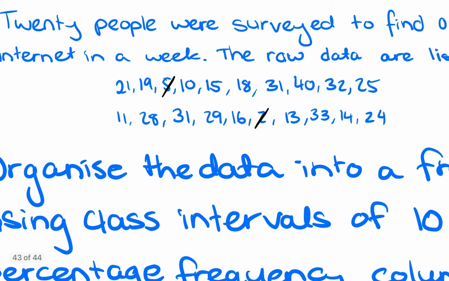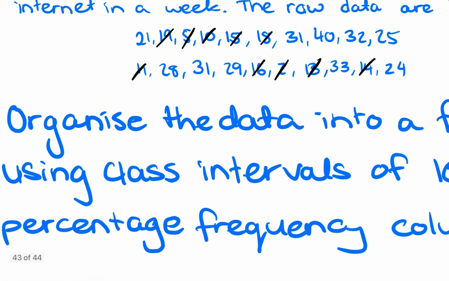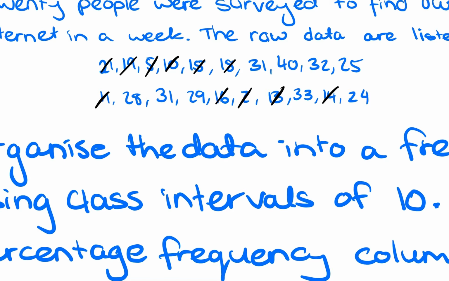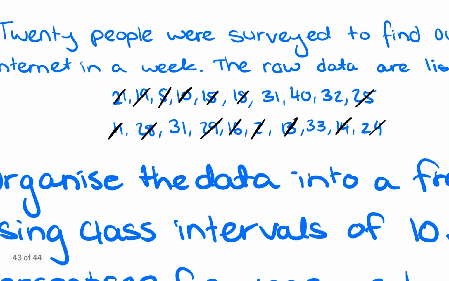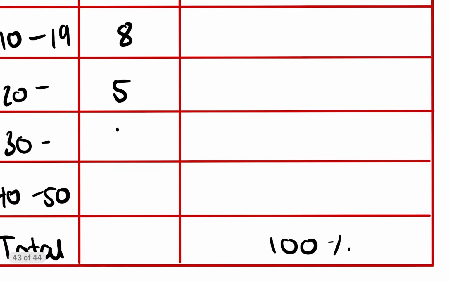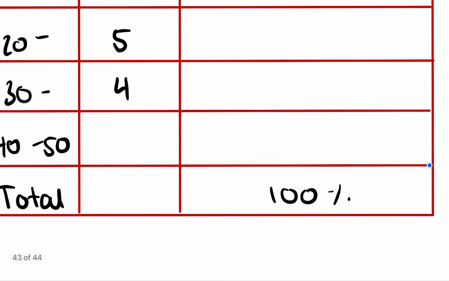So my next is my 10 to 19. So I've got 1, 2, 3, 4, 5, 6, 7, 8. Okay, so 8, go down to my frequency, add 8 in. Alright, so let's do this for our next one. So I've got 1, 2, 3, 4, 5, and that's it. Okay, 30. So in my 30s, I've got 1, 2, 3, 4, and that's all. So 4. Okay, and then last of all, I've only got one number not crossed off, which is 40. So its frequency is 1.